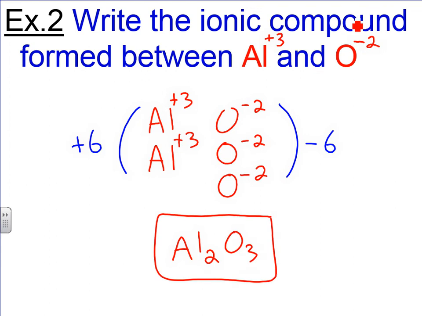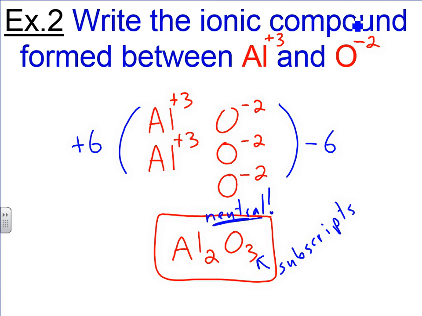Notice again, these are called subscripts. These subscripts, which we've seen before, simply tell us how many of each atom is needed to form a neutral compound. This must be neutral. All compounds must be neutral, and that's the idea.